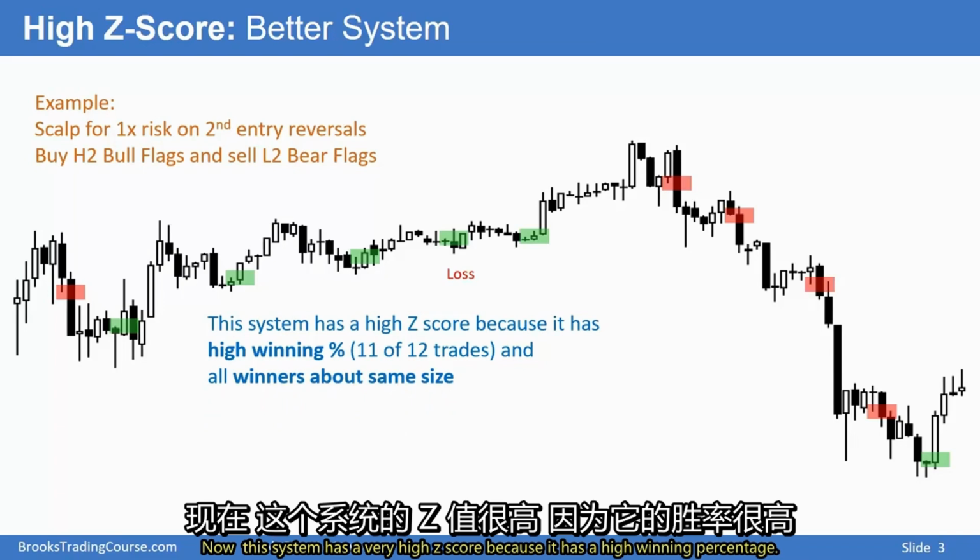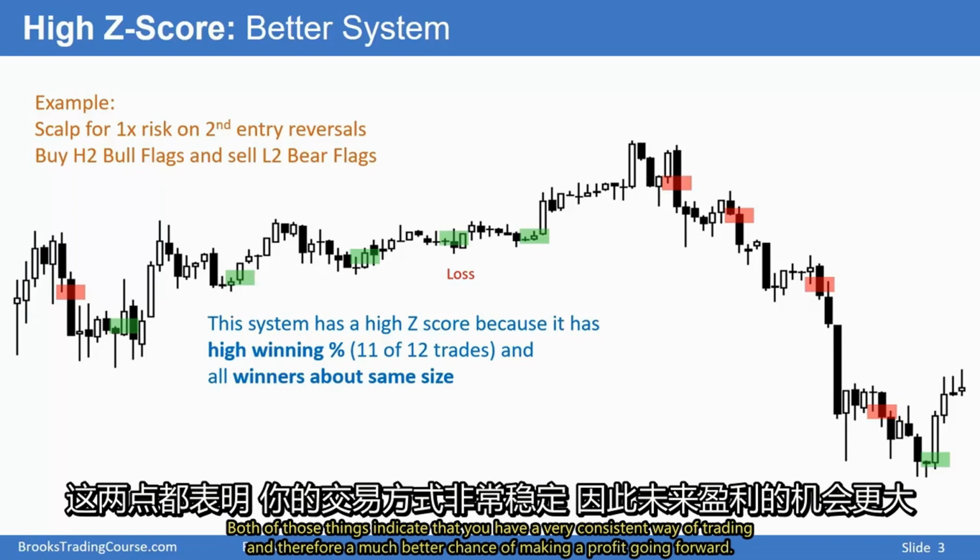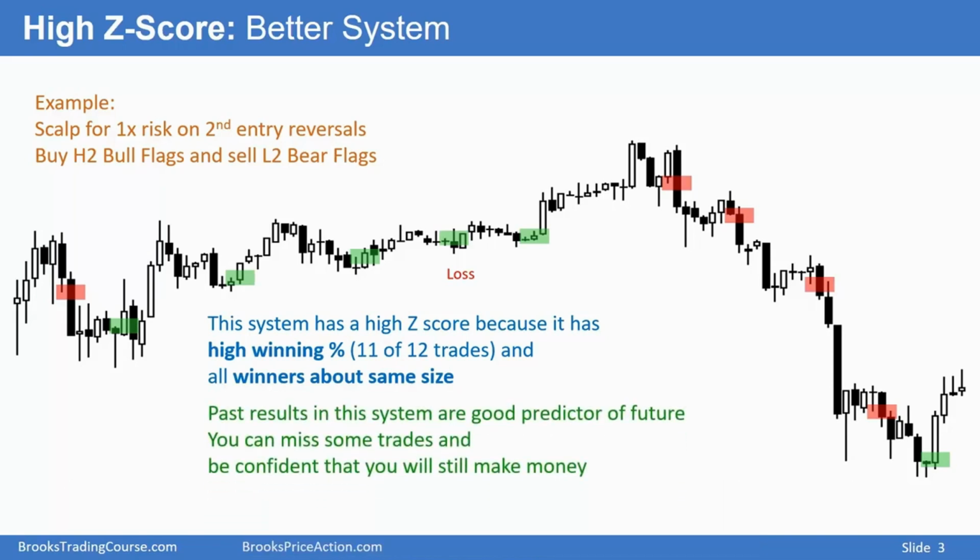Now this system has a very high Z-score because it has a high winning percentage. 11 of the 12 trades on this chart are winners, and all the winners are about the same size. Both of those things indicate that you have a very consistent way of trading, and therefore a much better chance of making a profit going forward.